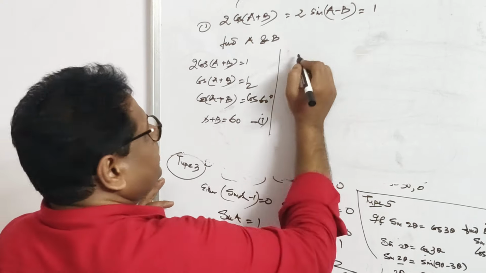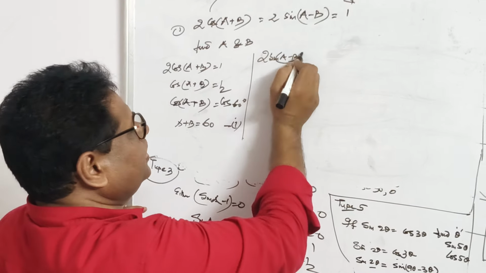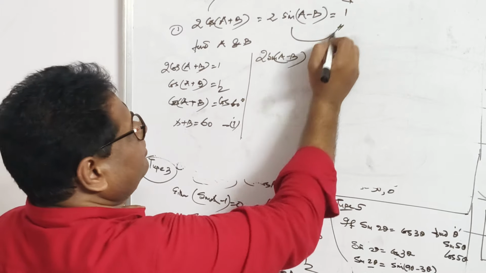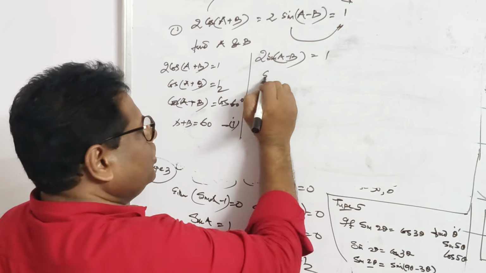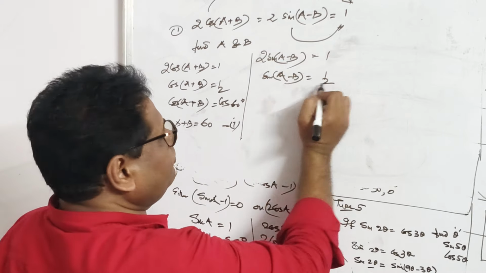Again we have this, equation 2, sin (A minus B). Now equate this with 1. So we get the equation sin (A minus B) equal to half.